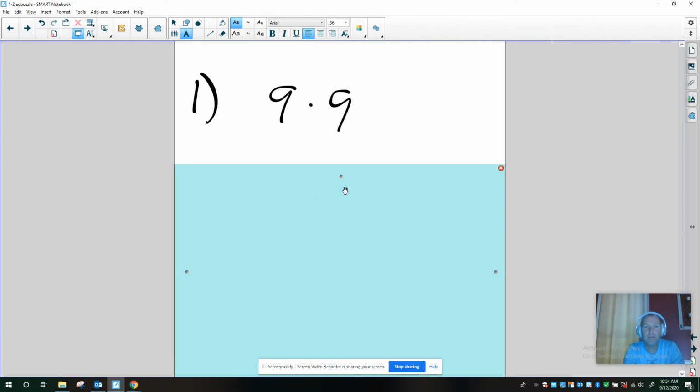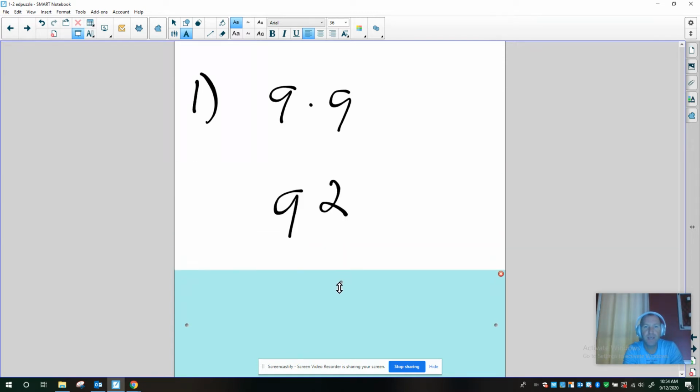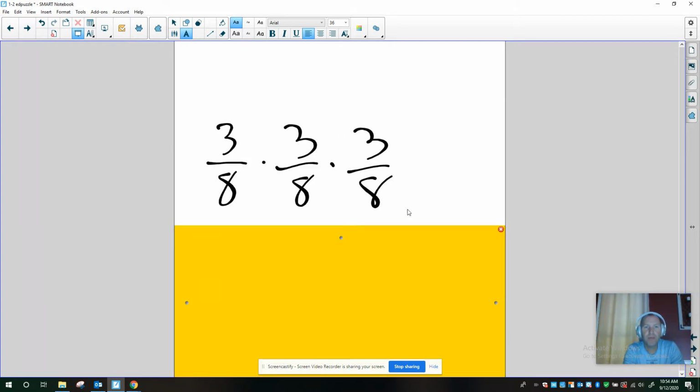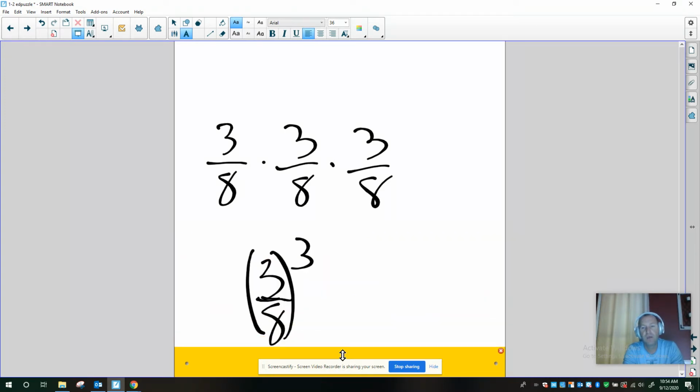9 times 9. Again, there are two bases. They're both the same, so we're going to rewrite this in exponential form as 9 to the second power. There are three bases. They're all identical. 3/8, 3/8, and 3/8. So this is going to be 3/8 to the third. Notice that the fraction goes in parentheses.